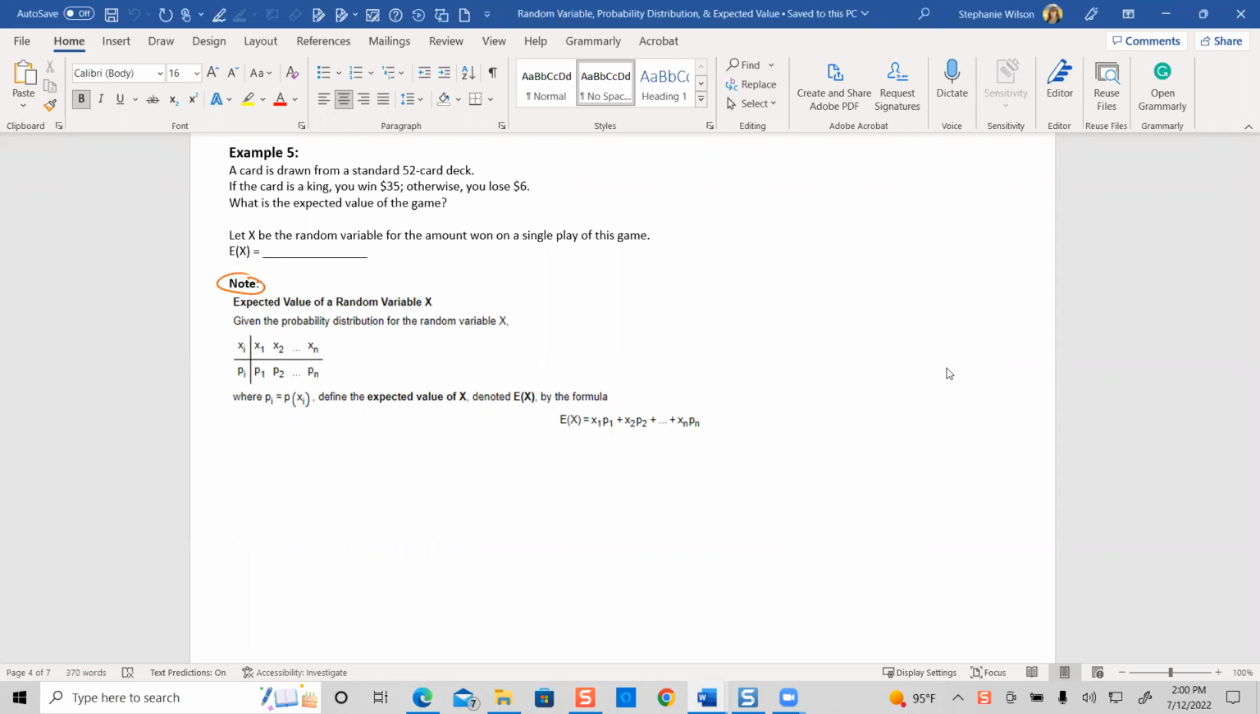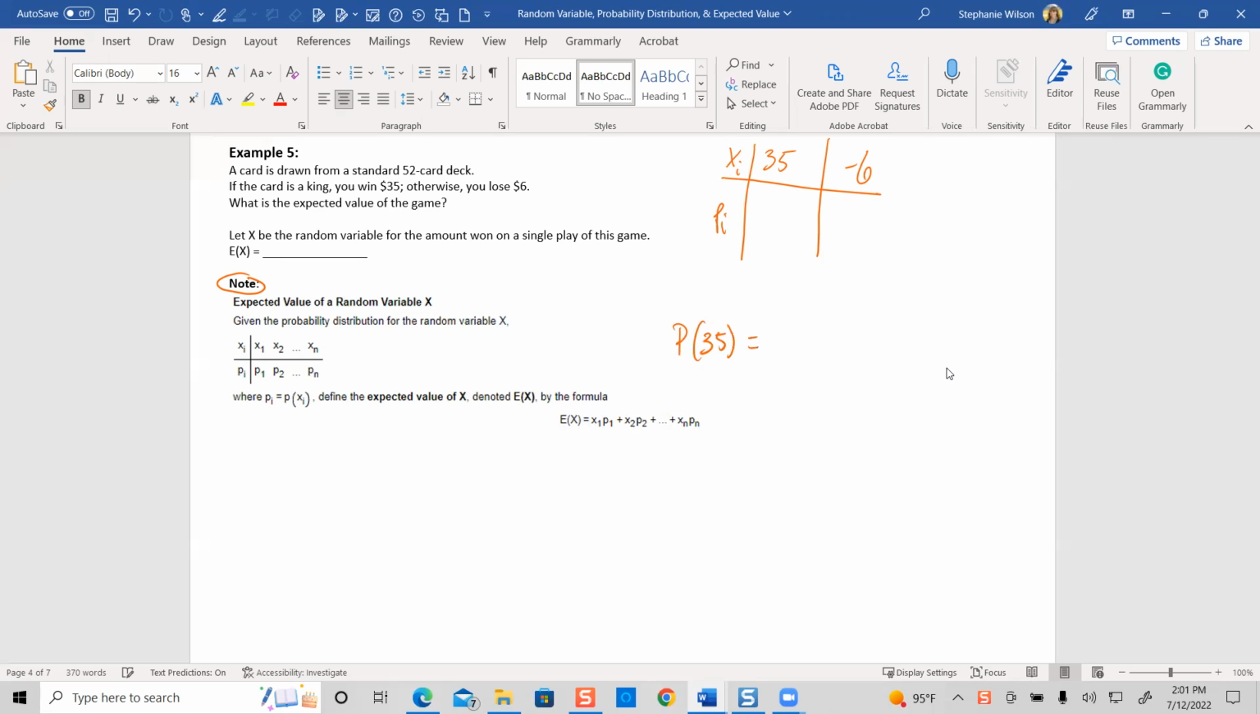And note this formula is given to you. So let's just create our table. We have our x_i and probability p_i, where we win $35 and we have a loss of $6. Okay. So now what we need to do is figure out the probability. What is the probability to win that $35?